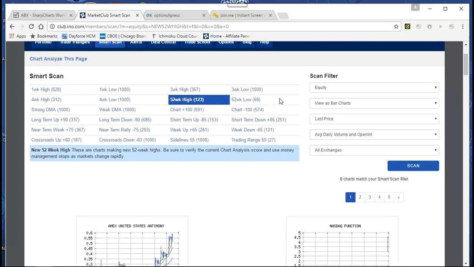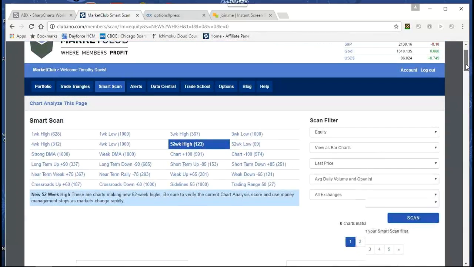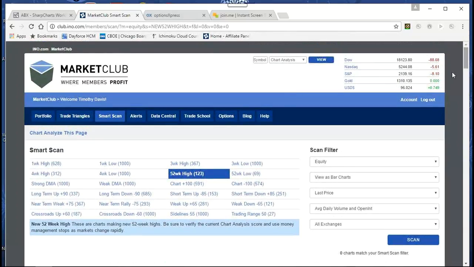It's crazy. So this is a very, very good tool for all new traders. Get in and play with it. You will learn so much in here. All these tabs mean something. I haven't played with all the tabs. There's so much you can do with MarketClub.